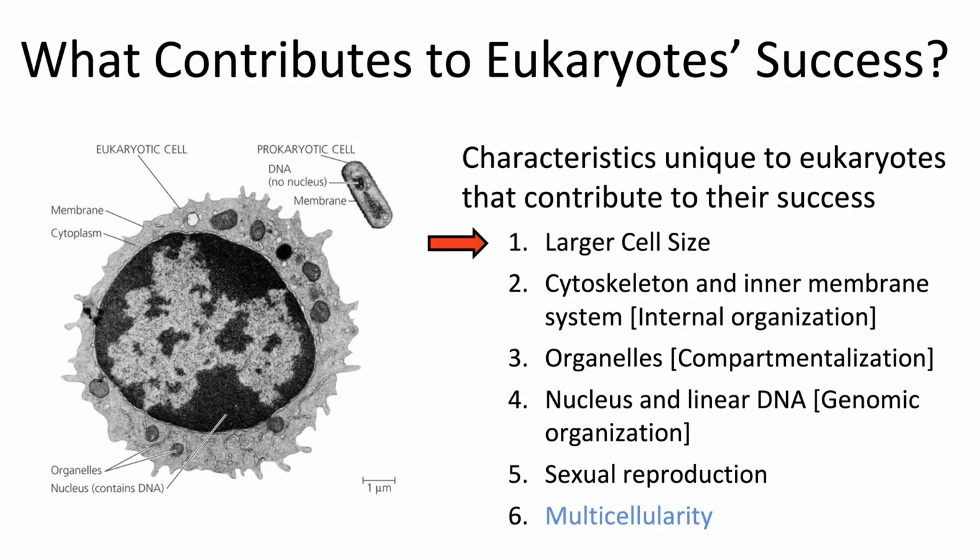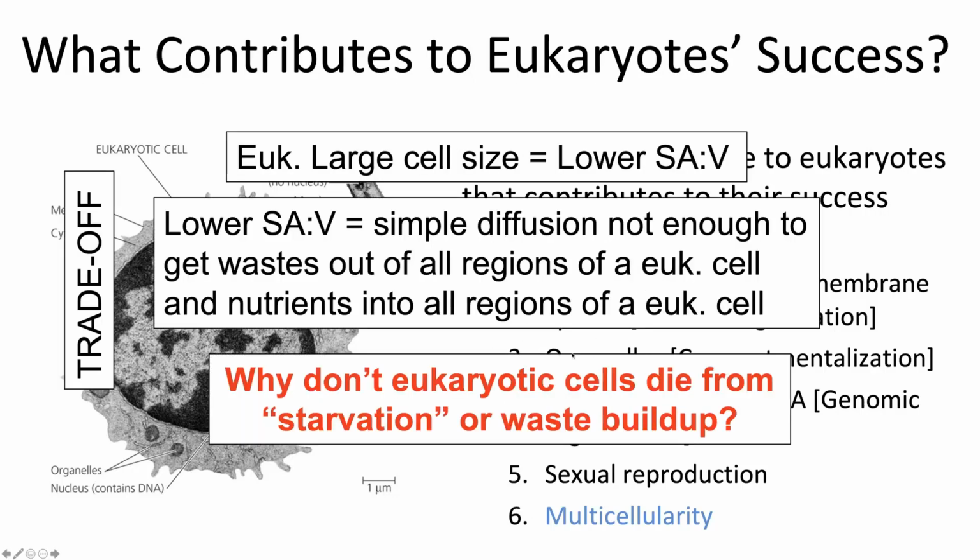And let's talk about why each of these individual traits is important, because one thing we talked about is that as cells or organisms get larger and larger and larger, their surface area to volume ratio gets lower and lower and lower. And that lower surface area to volume ratio means that simple diffusion is not enough to get all the wastes into or out of all the regions of a eukaryotic cell and all the nutrients into all the regions of a eukaryotic cell, because there's just not enough surface area relative to the volume for simple diffusion to move those things around to all parts of the cell.